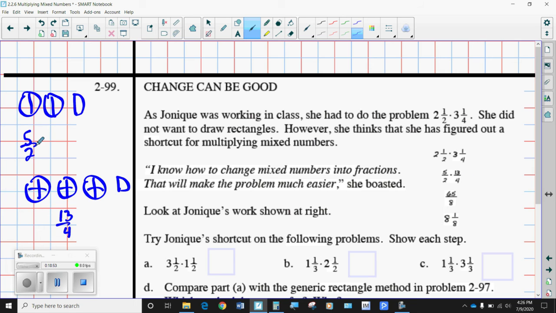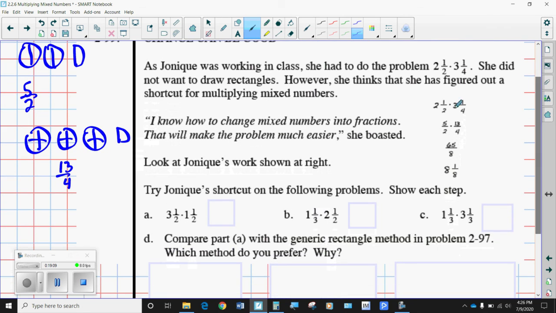So, that process of going back and forth between a mixed number and an improper fraction, or improper fraction and a mixed number, we should have that memorized by now. If not, it's something to work on, so that we become masters of that. So now we can just go straight across. 5 times 13 is 65, and 2 times 4 is 8, and there are no common factors in there, so that can't be simplified anymore.